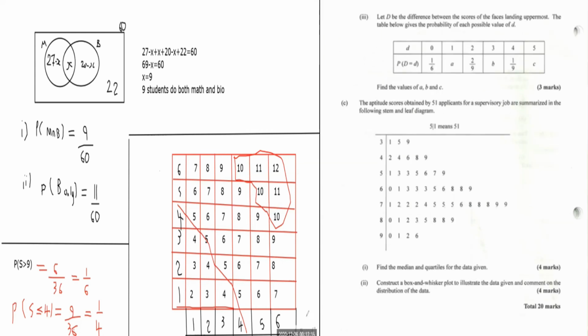Now part 3. Boy, they're killing us with the table this time, man. Part 3 says, let D be the difference between the scores of the faces landing uppermost. The table below gives the probability of each value. Find, let D be the difference between the scores of the faces landing uppermost.